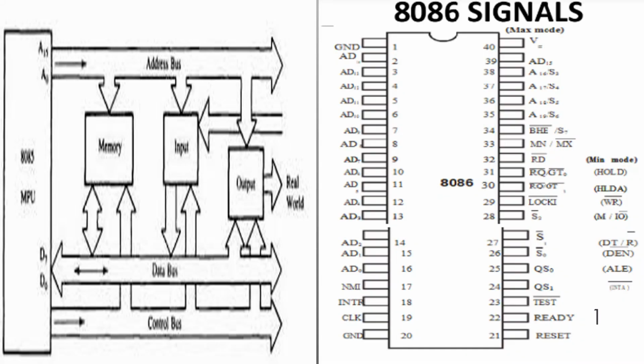There are 40 pins present in 8086, 20 on the left side and 20 on the right side, as you see in the picture. So what are the pins, what are their usage and what are their specifications?